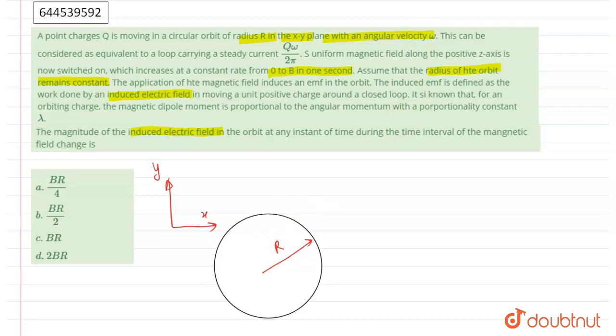is capital R. According to the question, the magnetic field is increasing in that region, and the direction of the magnetic field is in the z direction, meaning the magnetic field is out of the plane, and it is increasing. The rate of change is constant, changing from 0 to b in 1 second, so we can say dB upon dt is equal to b.